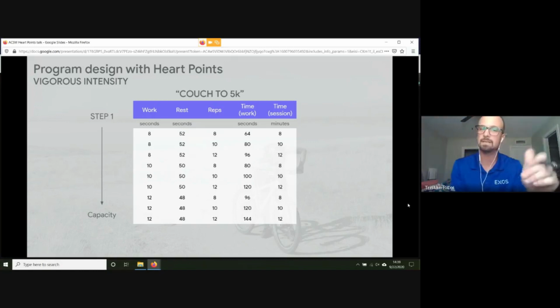And so here, initially, the same story is true. 8 seconds on, 52 seconds off to begin, toggle all the way down to the bottom, 12 seconds on, 48 seconds off at the end. We are increasing the density, and so you're increasing the amount of time that they're working in the session. So you're increasing their capacity, their ability to work for a period of time.